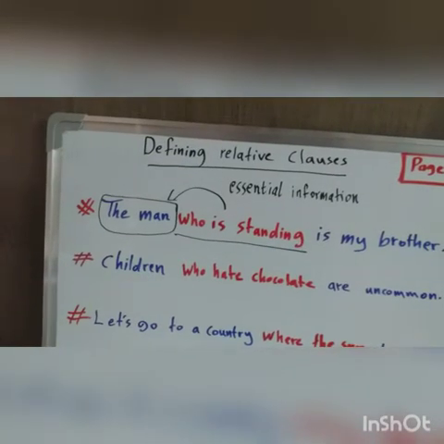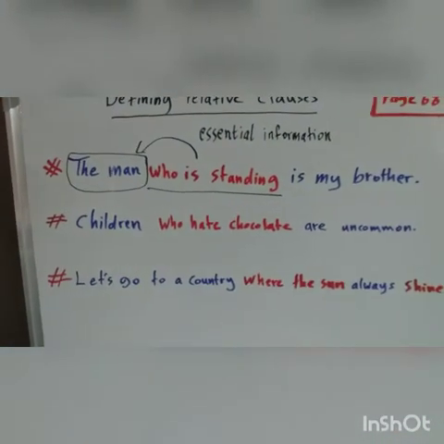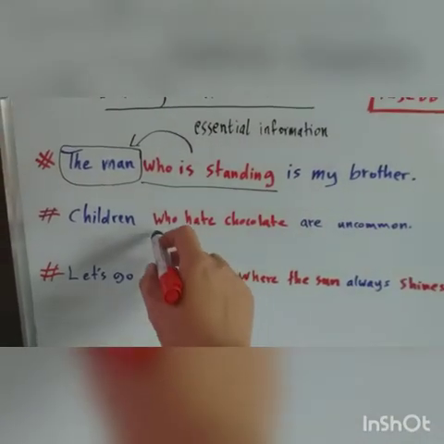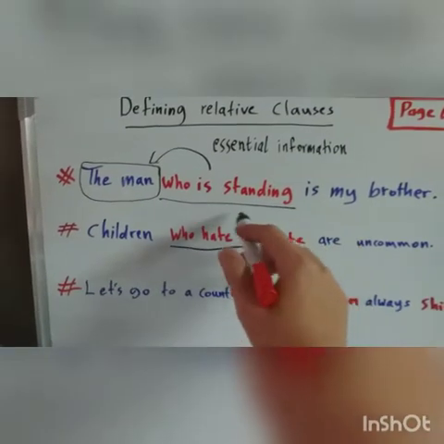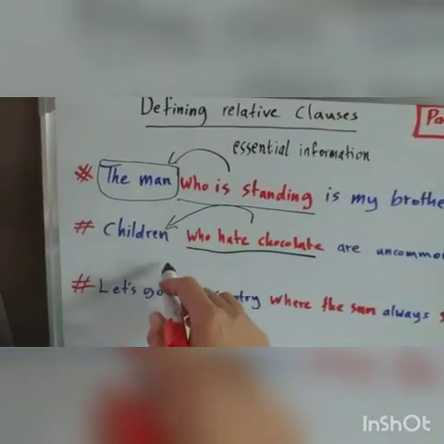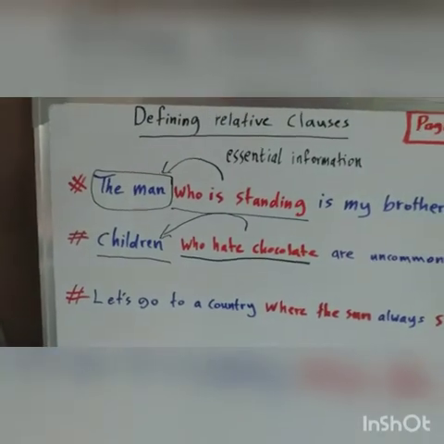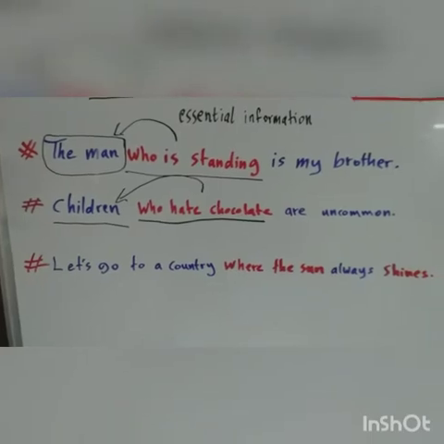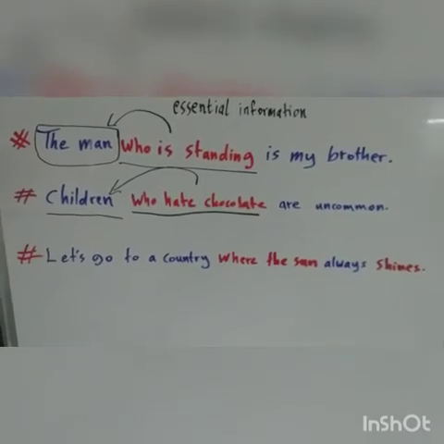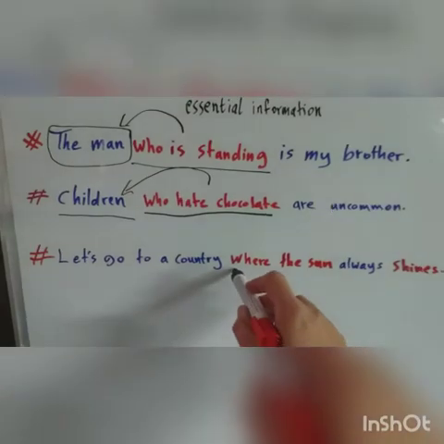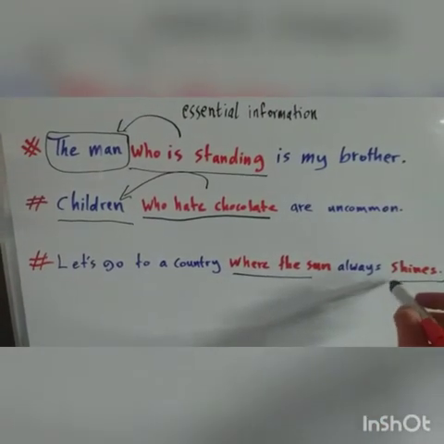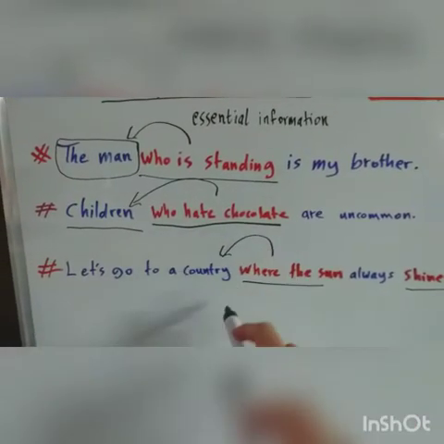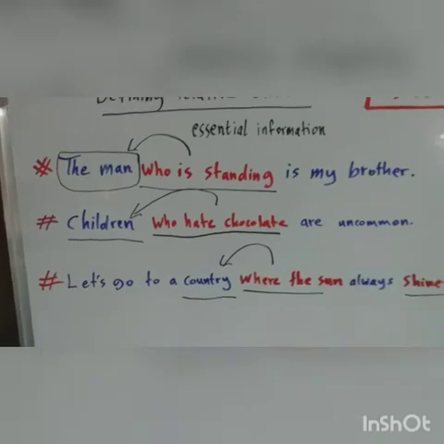Let's look at the second example. Children who hate chocolate are uncommon. So this clause right here, who hate chocolate, defines or identifies the noun, which is children. In the third example, let's go to a country where the sun always shines. Also in this sentence, this clause, the sun always shines, identifies the noun, which is country.